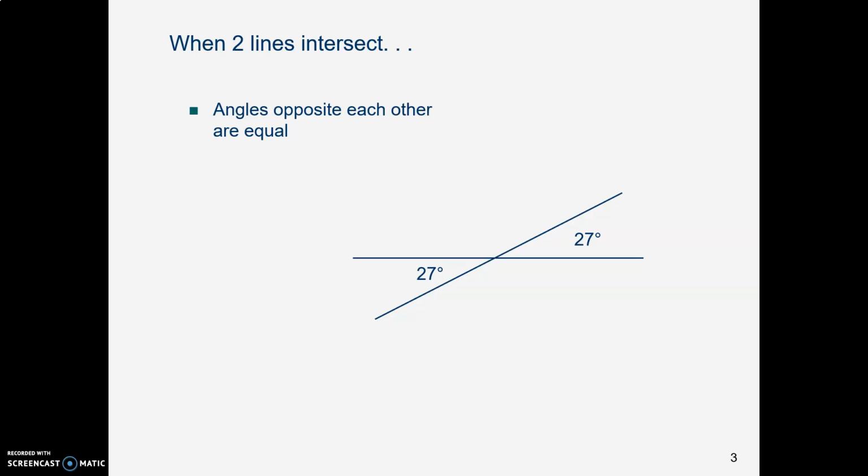Now, if you've got lines that intersect, it's very handy to know that whatever the angle is on one side of those lines, it's equal on the other side of those lines. And here that's true of those acute angles, those small angles, and it's also true of those big flat angles. So if they are angles that are opposite each other, they are the same size.